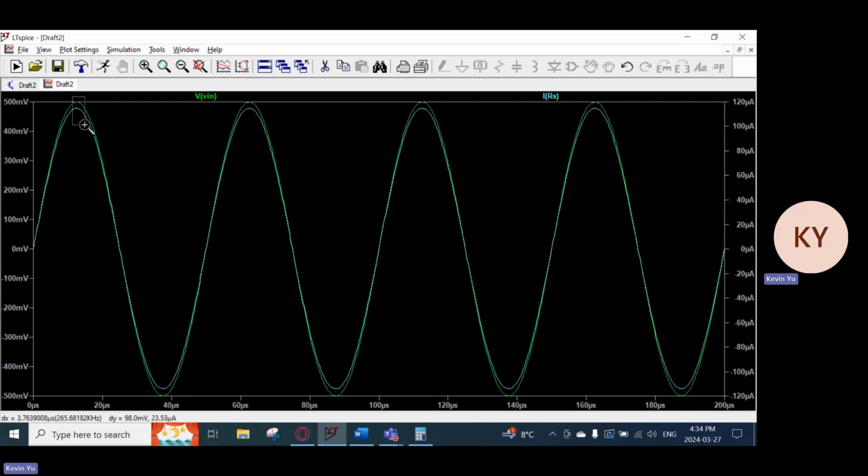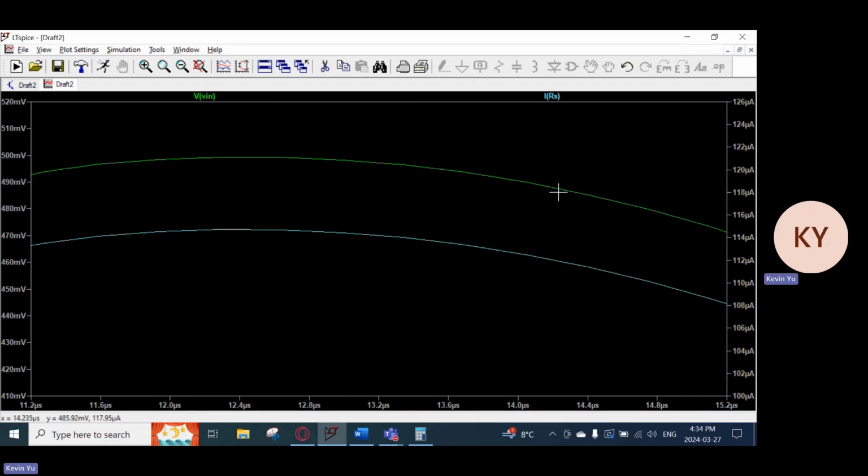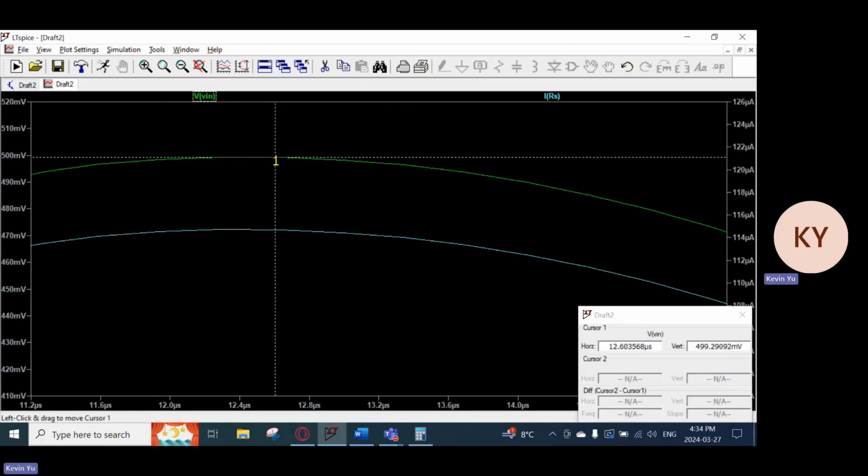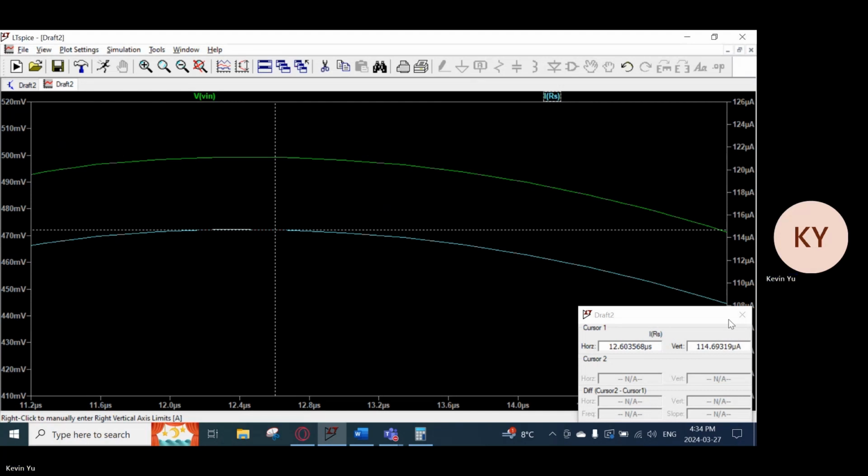We do the same thing again, where we take cursors and find the voltage first. At any given point, the voltage at this point would be 499 millivolts. And then the current will be around 114 microamps.